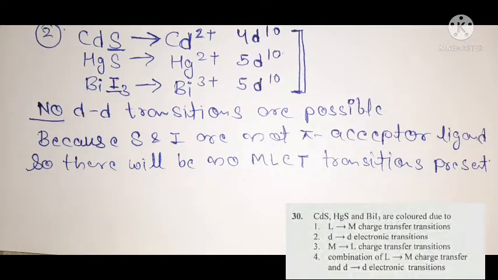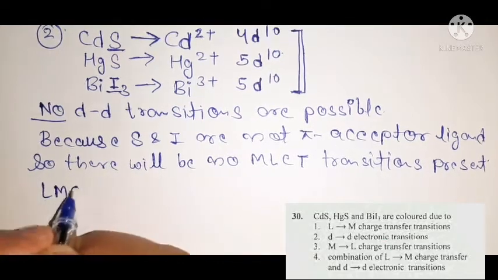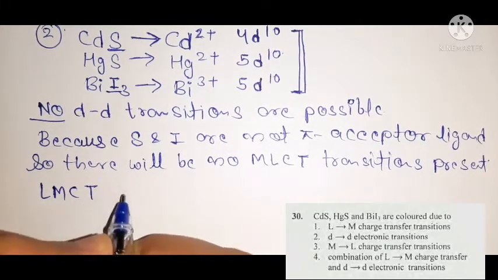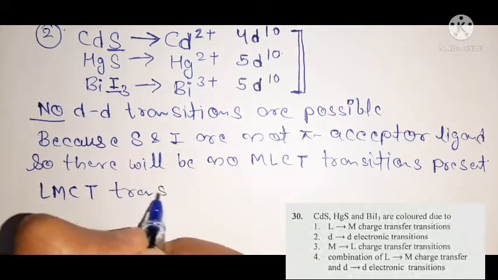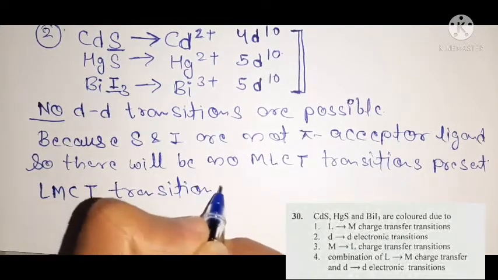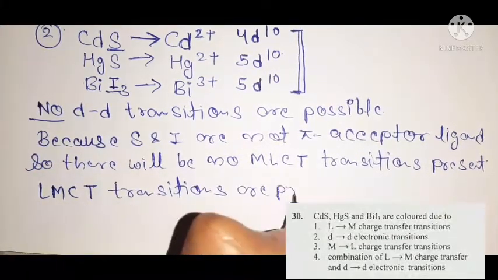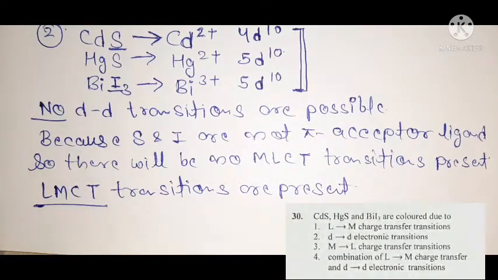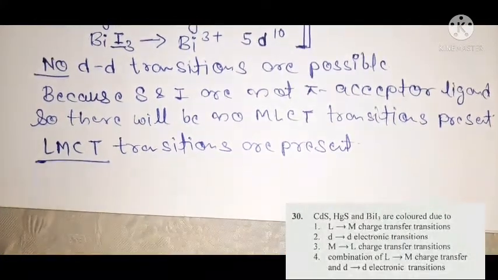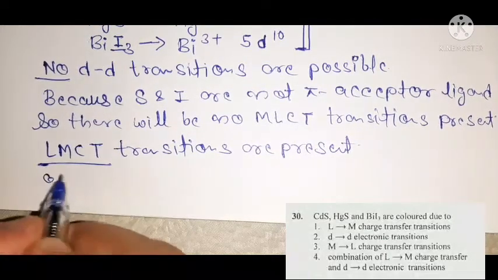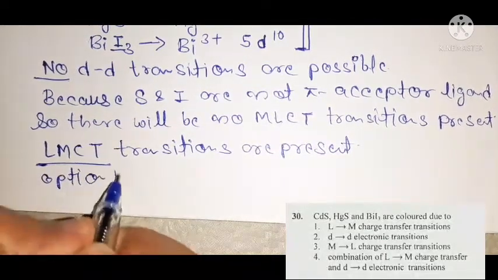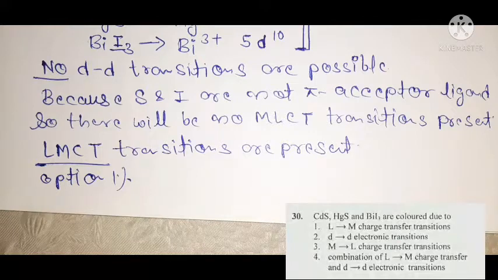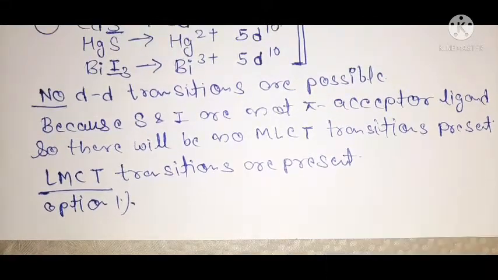So we conclude that in these compounds, ligand to metal charge transfer transitions are present, and the color of these compounds is due to these transitions, that is ligand to metal charge transfer transitions. So your option number 1 is the correct answer for this question. Understand?